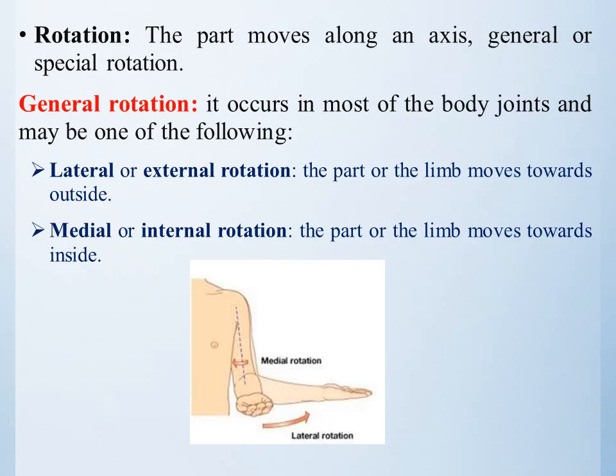Rotation means that the part moves along an axis. It can be general or special rotation. General rotation occurs in most of the body joints, and it may be of the following: lateral rotation, in which the part moves towards the outside, and medial rotation or internal rotation, in which the part or the limb moves towards the inside.